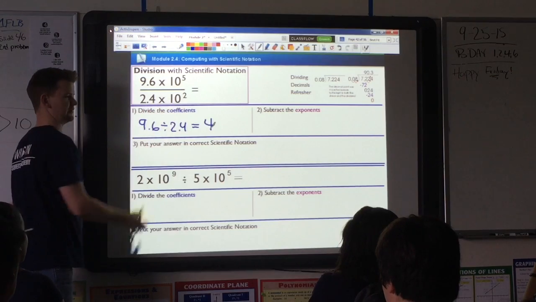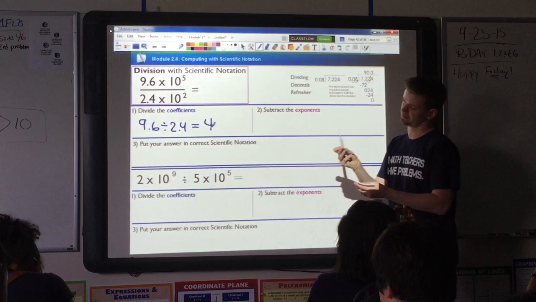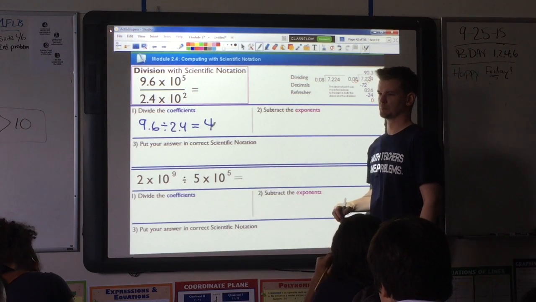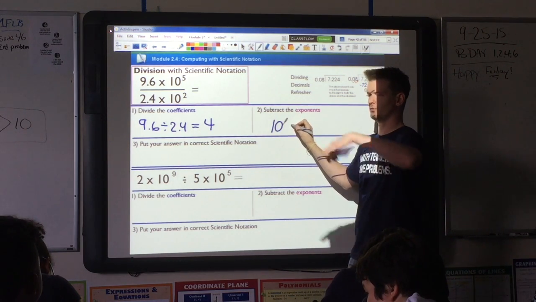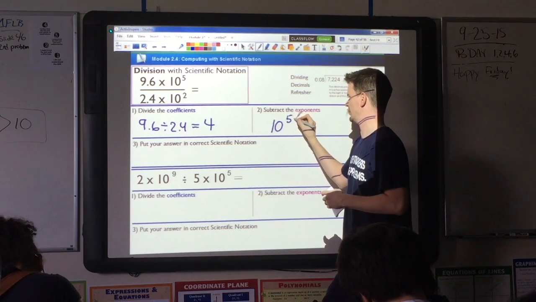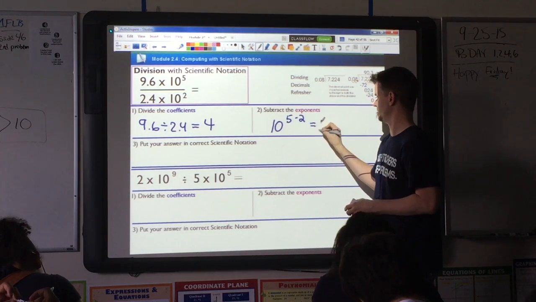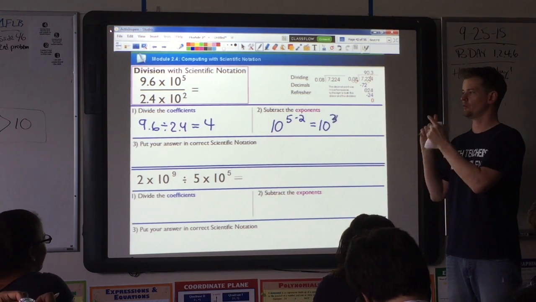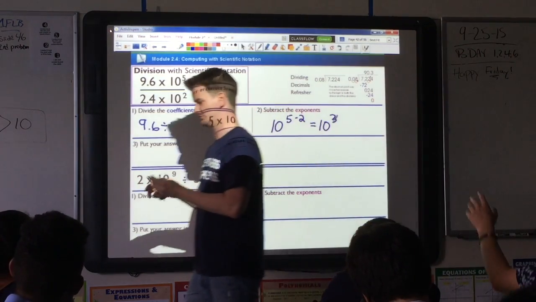Do we have like bases, yes or no? Yes. Of course. In scientific notation, the base is always going to be 10. So what am I doing with those exponents? Subtract them. What are the exponents that I have here? 5 and 2. You already did the subtraction, but we're going to write it out: 5 minus 2 gives me 10 to the third power. Good. Once we have our coefficient and our exponent, we look: is that a good coefficient, yes or no? Yes, so we simply write it out in scientific notation.